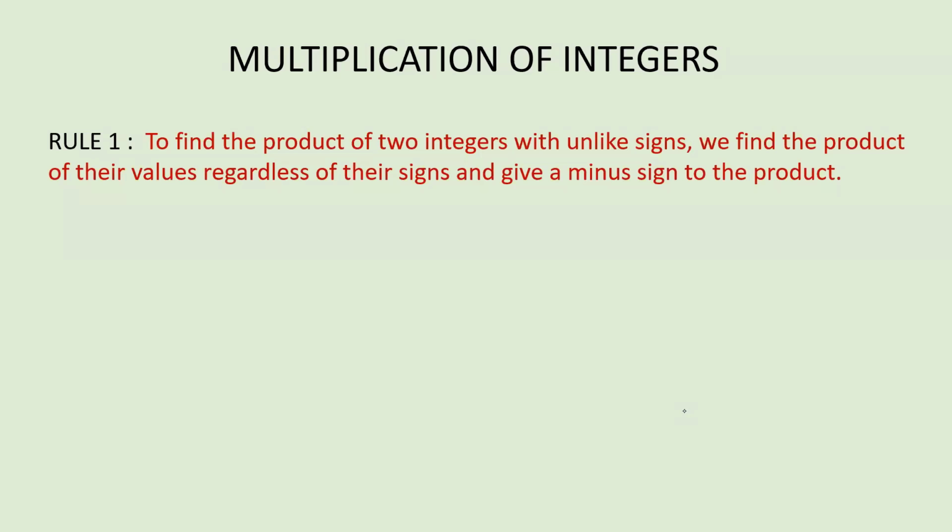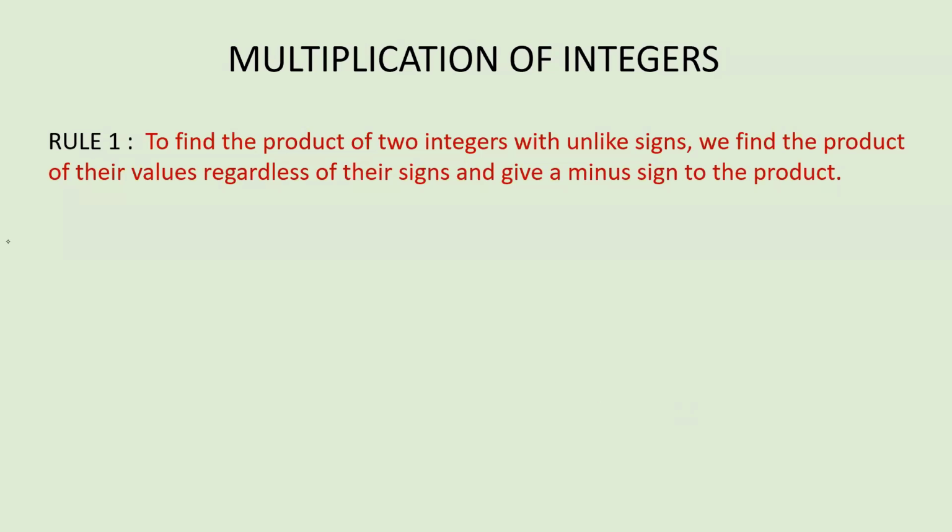Now in today's video, we will understand how to multiply two integers. These integers can be of any sign, positive or negative. Also, we can use the rules to apply for multiplying more than two integers. Now let us understand the rules.